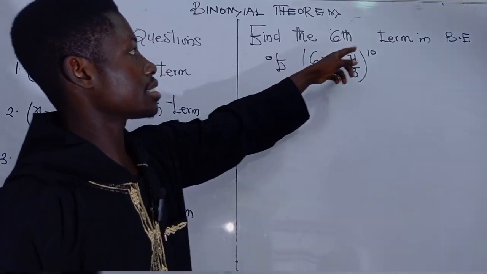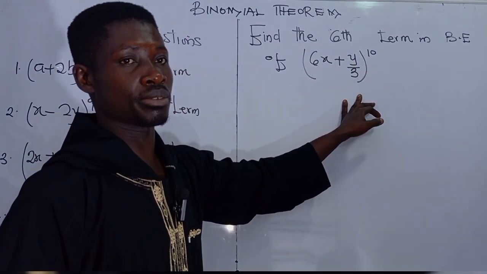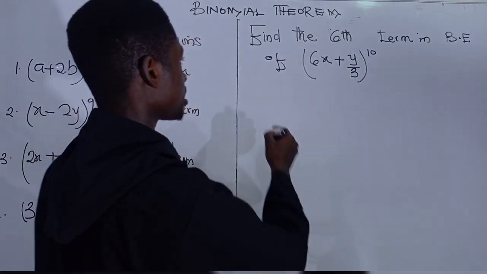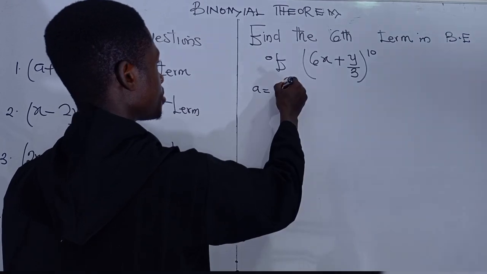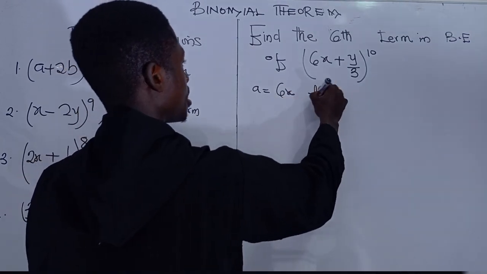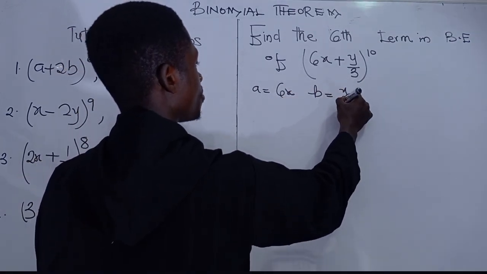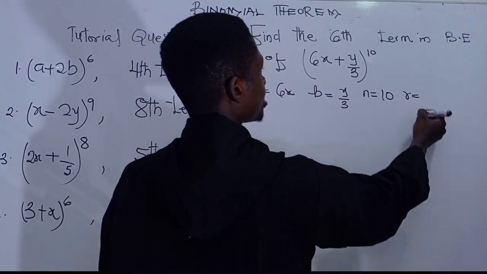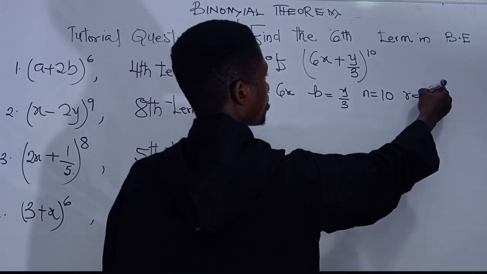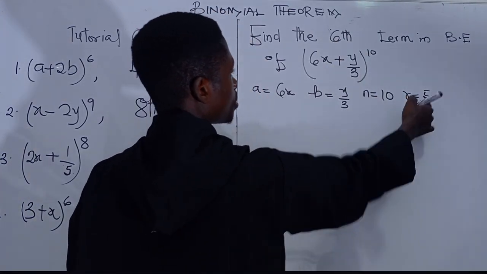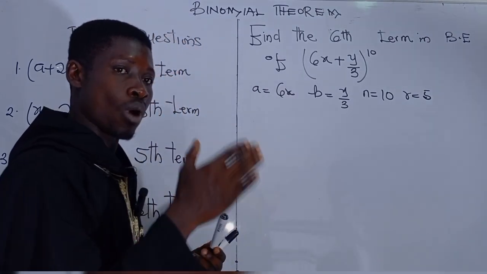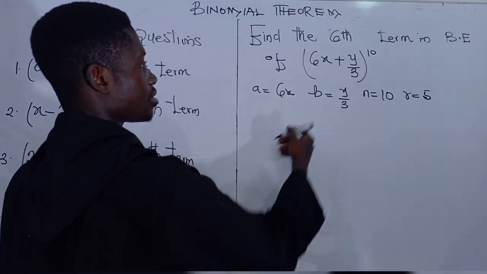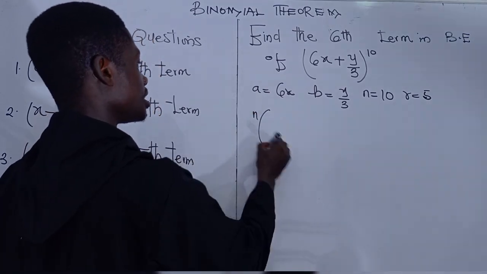Let's look at our last example. We want to find the sixth term in this binomial expansion. So we have to first identify our first term. We have our a is equal to 6x. Our b is equal to y over 3. Our n is equal to 10. Our r is equal to 5. We are looking for the sixth term, so we are going to have r to be 5, one less than the term we are looking for.